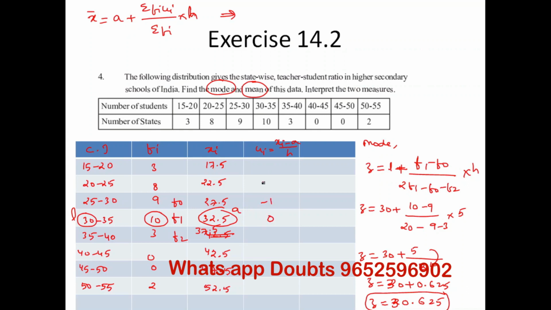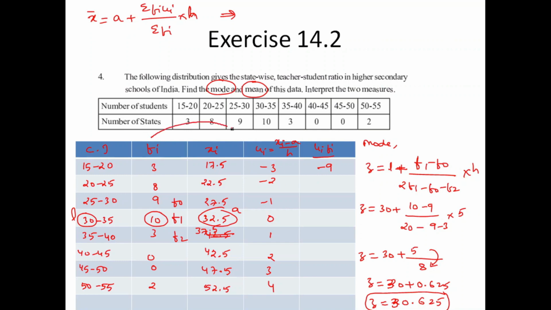This is 3. Here 1, 2, 3, and the next one will be your 4, obviously, right? So u of I, f of I into u of I, and this gets minus here. Minus 10, this is your 0, 3, 0, 0.